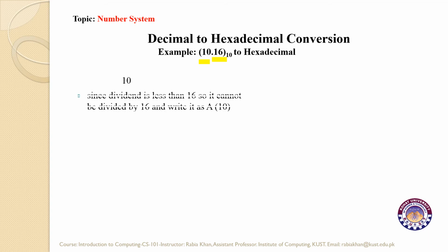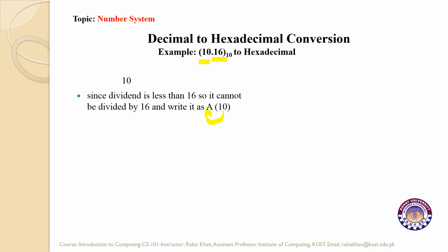So we write the answer. Since 10 is less than 16, which is the base for the hexadecimal number system, it cannot be divided by 16, so we write 10 as symbol A. Since 10 is not a valid digit in the hexadecimal number system, we represent it with its respective symbol, which is capital A. Now we come to the fractional part, which is 0.16, and we need to multiply it repeatedly by 16.